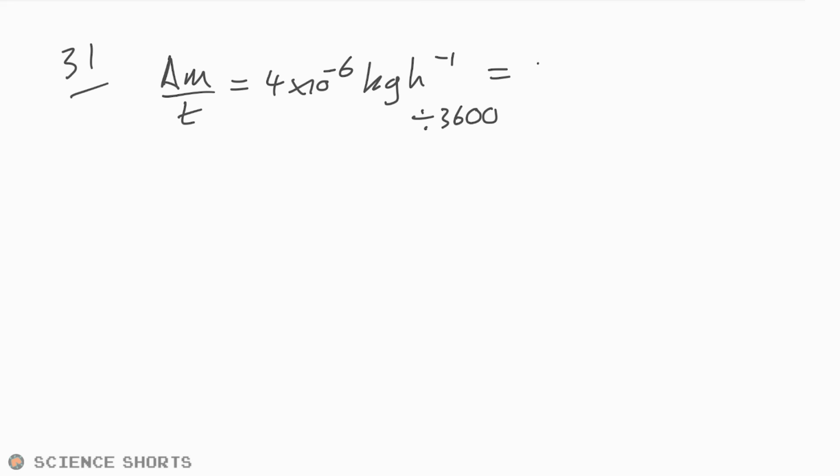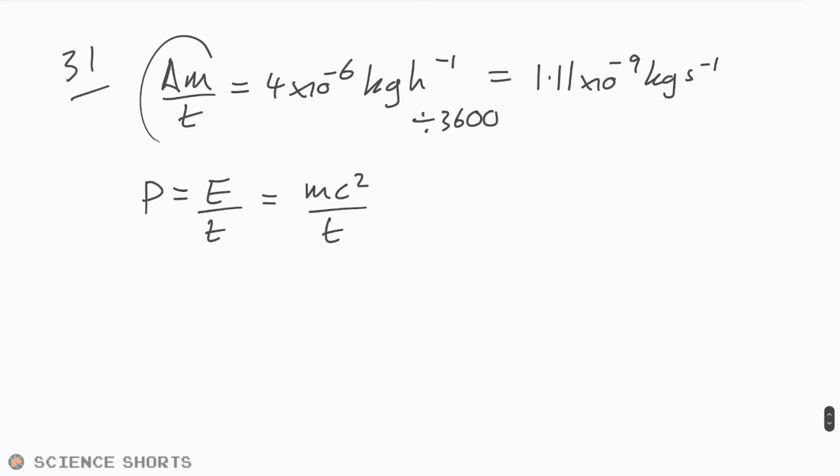And so that's 1.11 times 10 to the minus 9 kilograms per second. So let's have a look. We're looking for power, and we know that's equal to energy divided by time. And we know that the energy in this case is equal to mc squared divided by time. And then look at this, we have delta m over t. We have m over t there. So that's what we're looking for.